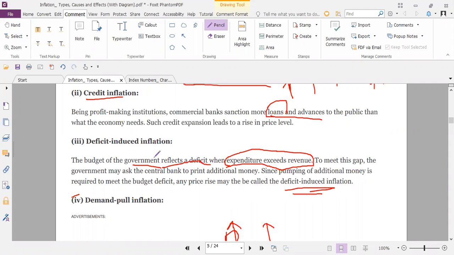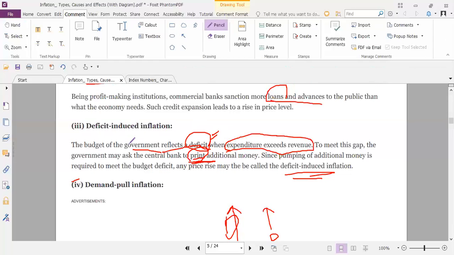So again, in deficit induced inflation, you're going to print new money. But here the purpose for printing new money is to fulfill this deficit, whatever you created, right? To fulfill that gap in the deficit, we go for printing new currency. So this kind of inflation is called deficit induced inflation, right?